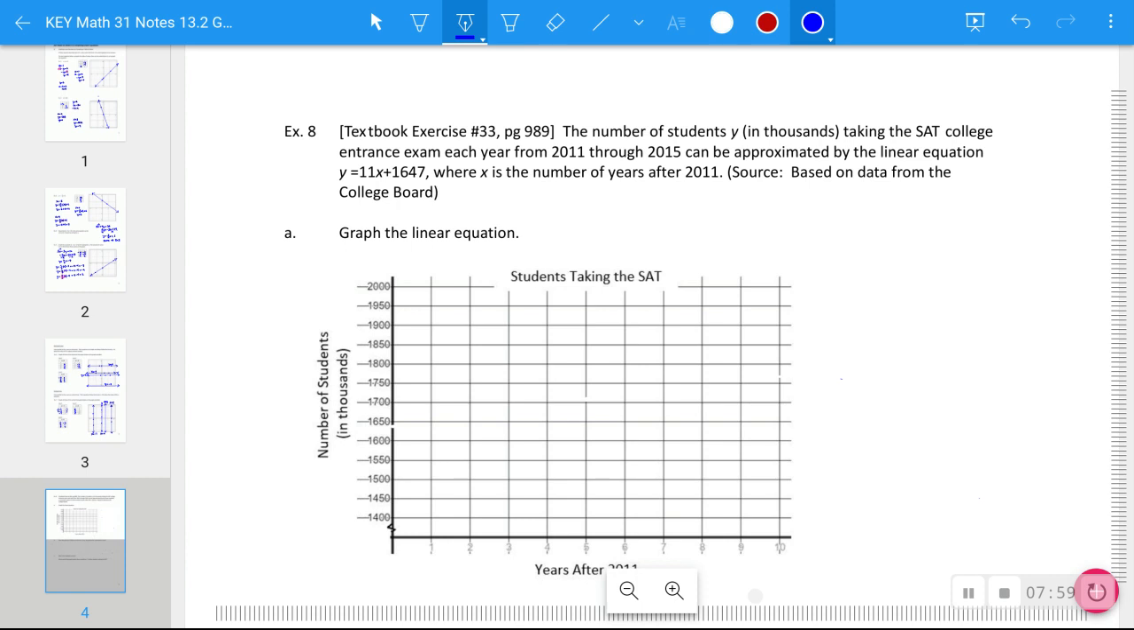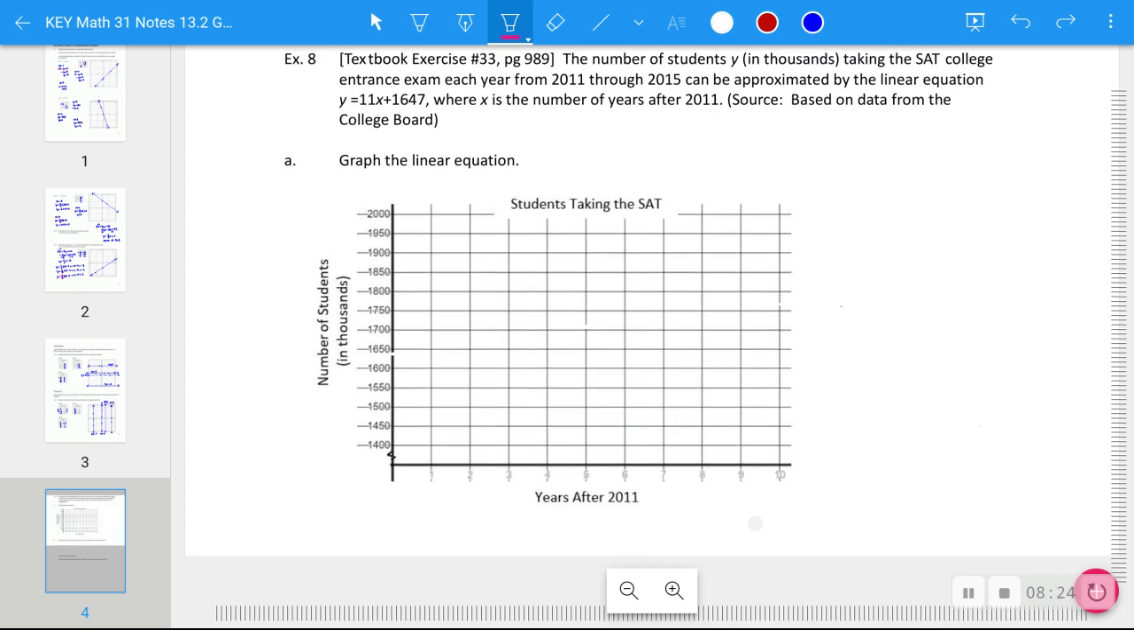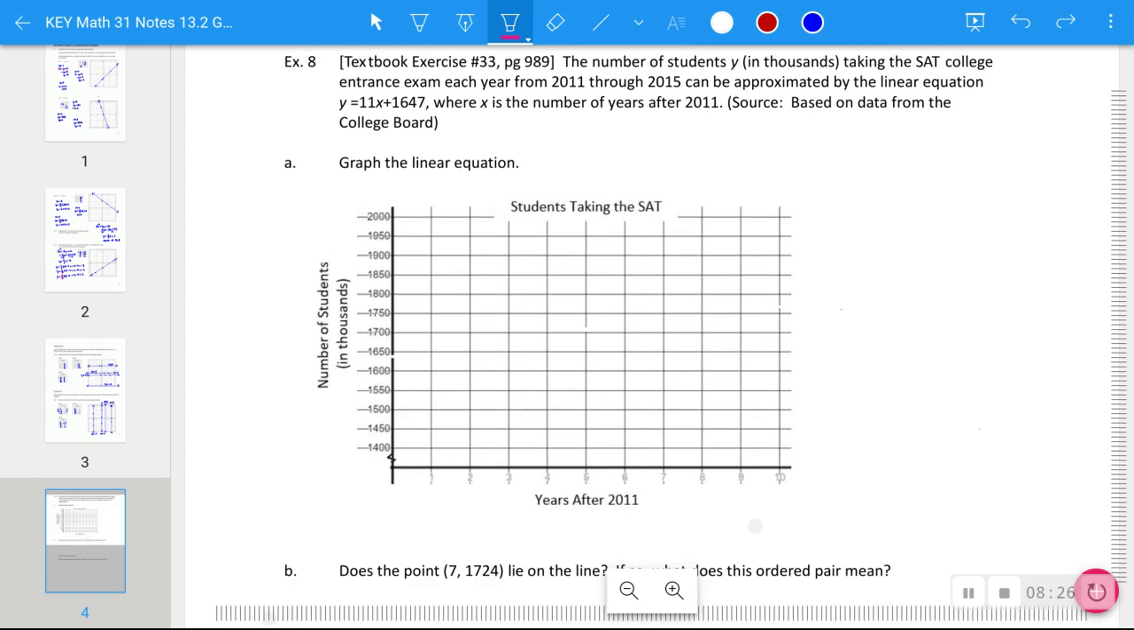And this is from the textbook. It's exercise 33 on page 989. It says the number of students, measured in thousands, taking the SAT college entrance exams from the year 2011 through 2015 can be approximated with this linear equation here. So that's the equation we're going to be using, and we're going to be graphing this data and using it to help us answer some questions down below.